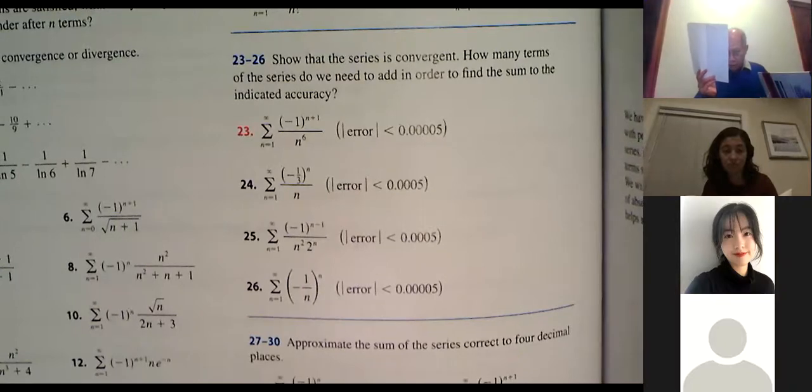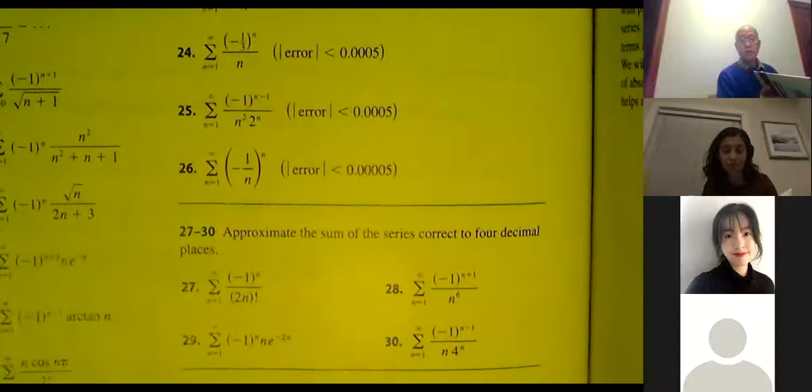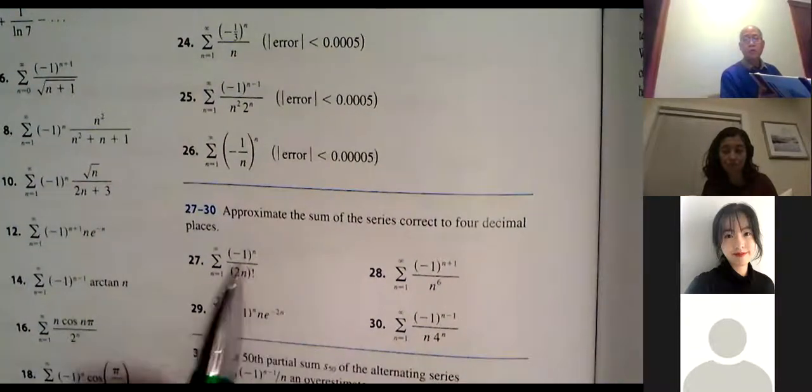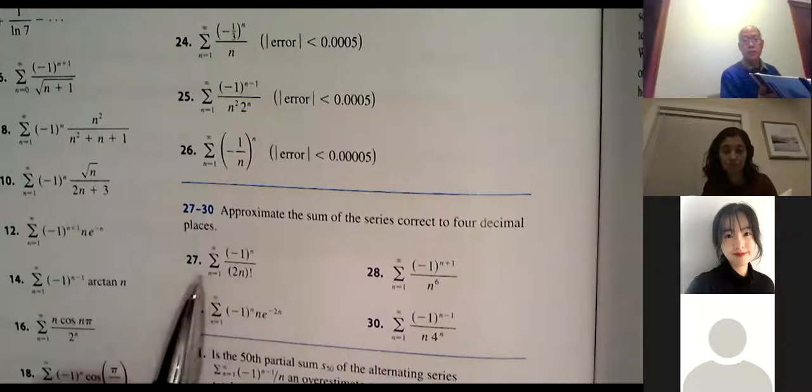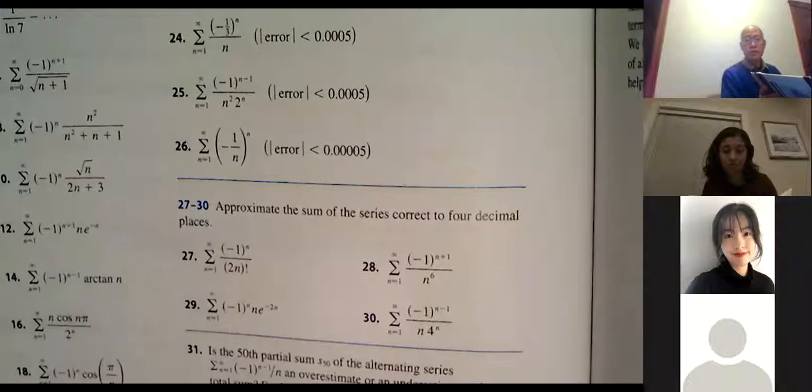Okay, and let's see. We do have to go out to 29. I guess I should do one of 27 and 29 for you. Approximate the sum of the series to 4 decimal places. I'll be doing this in real time. How about I do 27 for you? Negative 1 to the n over 2n factorial.